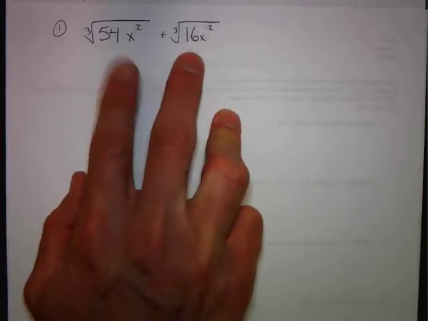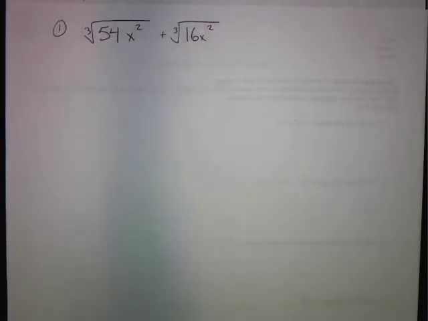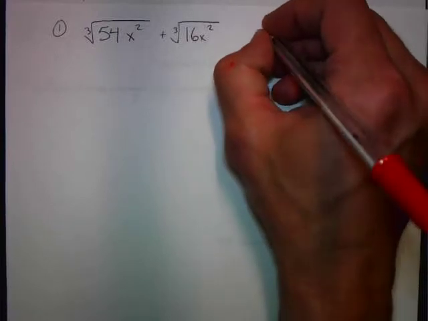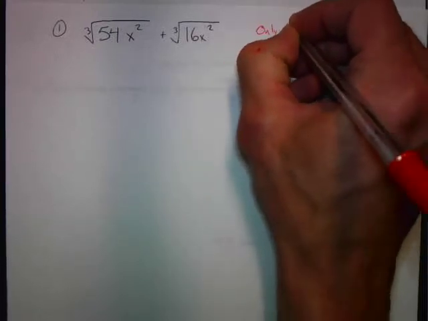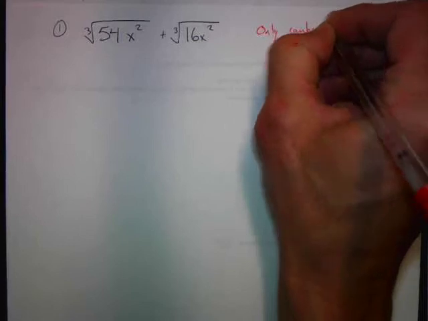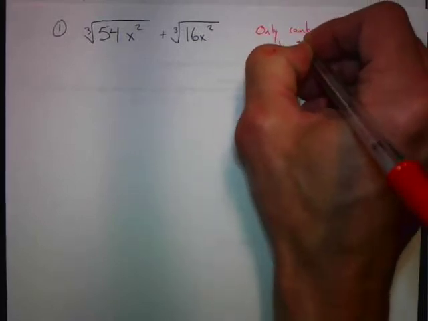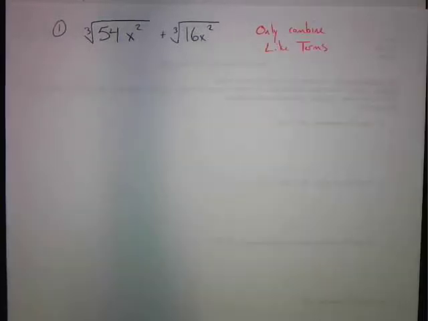Now the only way we can add 2 things is by combining like terms. It's the only way we can add 2 things, only if they're like. So remember, we can only combine like terms. Clearly, these are not like terms. We get the cube root of 54, the cube root of 16. That's not like at all.